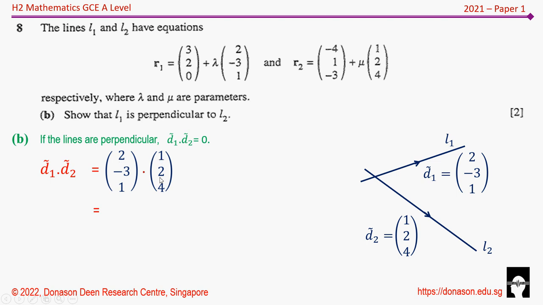2 times 1 is a 2. Minus 3 times 2 is going to give you a minus 6. 1 times 4 is going to give you a 4. So we have 2 minus 6 plus 4. 2 plus 4 is equal to 6. From 6 you subtract a 6, it's equal to 0.